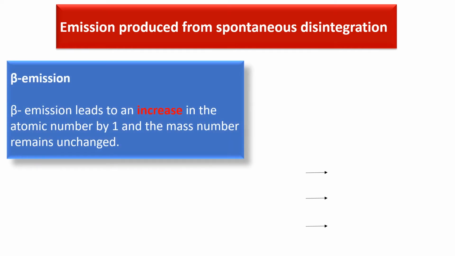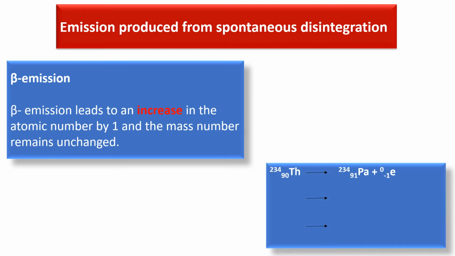Beta emission is another emission produced from spontaneous disintegration. Beta emission, on the other hand, is an emission that leads to an increase, underline the word increase, in the atomic number of a given atom by 1, while the mass number of such an atom remains unchanged. So the mass number of such elements neither increases nor decreases.